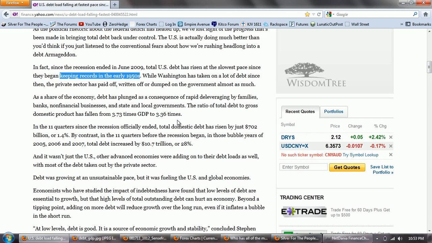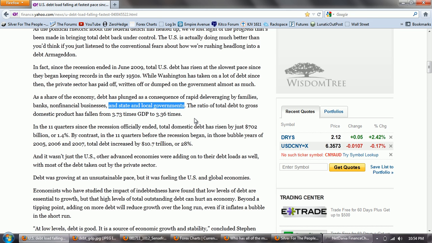As a share of the economy, debt has plunged as a consequence of rapid deleveraging by families, banks, non-financial businesses, and state and local governments. I don't recall state and local governments shedding any debt. The ratio of total debt to gross domestic product has fallen from 3.73 times GDP to 3.36 times.